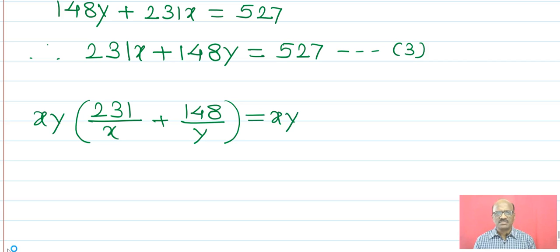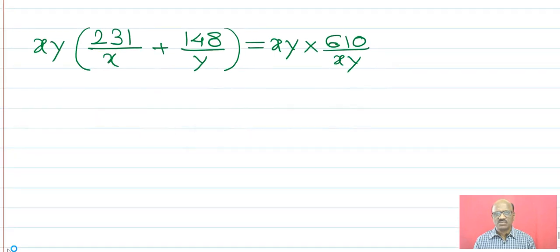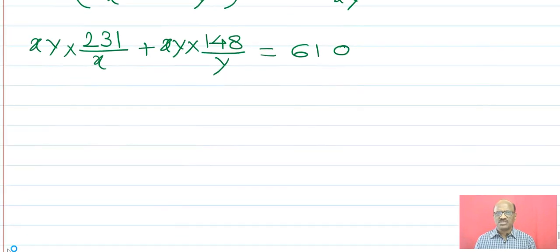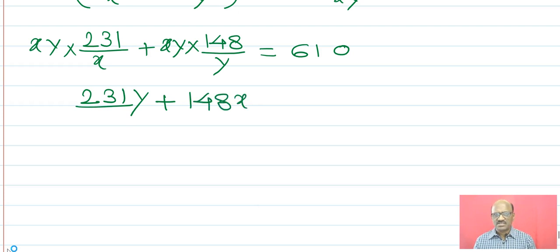Now multiply the next equation, that is equation number 2 by xy, x into y. Then you will get xy in bracket 231 upon x plus 148 upon y is equals to xy into 610 upon xy. Now multiply. After multiplication x into y, that x get cancelled. From the first term and second term, y will get cancelled. And you will get 231y plus 148x is equals to 610.